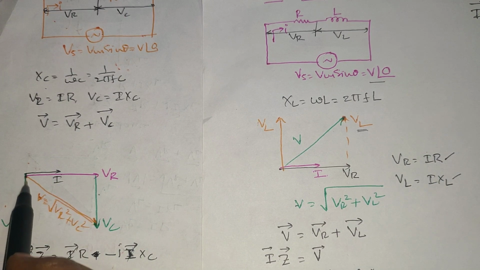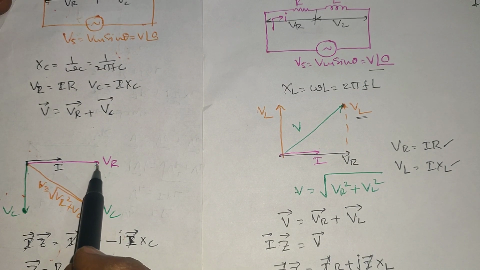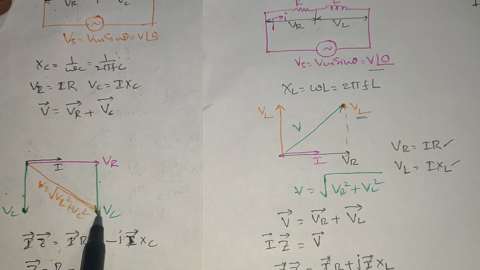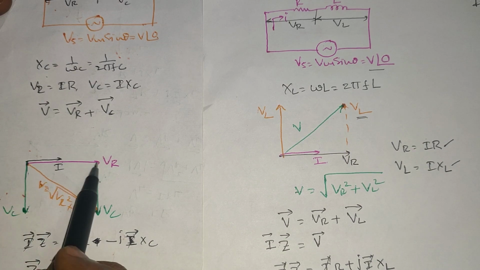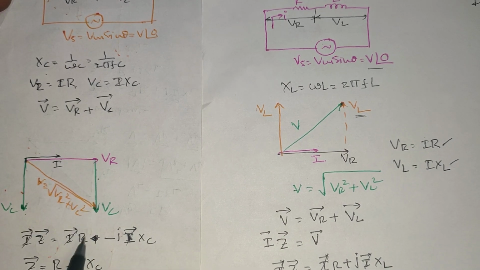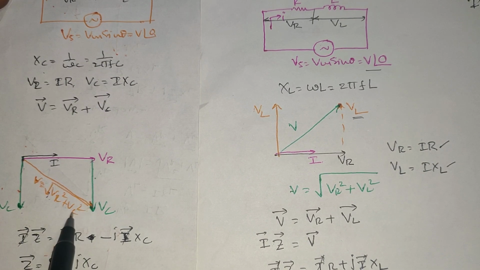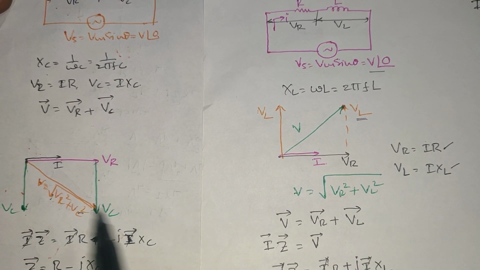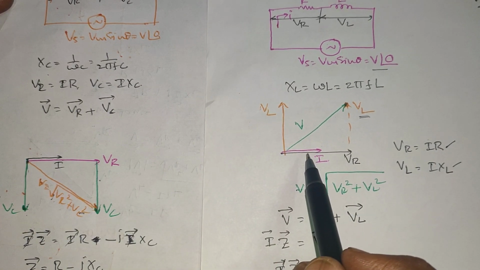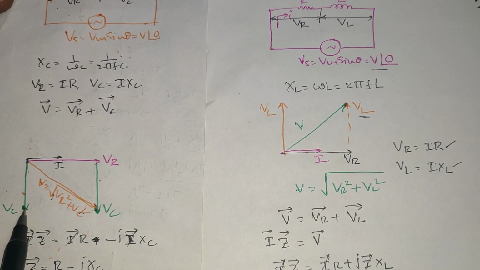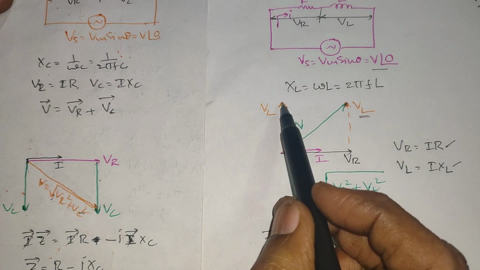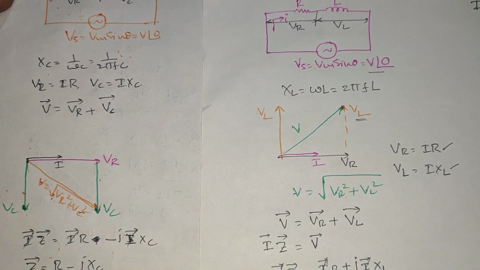Hence, VC will be lagging behind the current by 90 degrees, and in order to find out the resultant voltage here I am considering the effect of VR and VC. The vector addition of VR and VC is going to give us the total voltage V, which will be equal to square root of VR square plus VC square. The simple difference between these two, that is RL and RC circuit, is here VL is going to be upwards whereas VC is going to be downwards. Obviously, this will be considered as the negative imaginary in the complex plane.